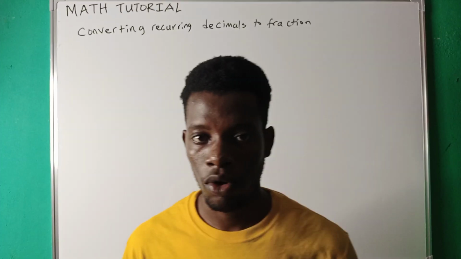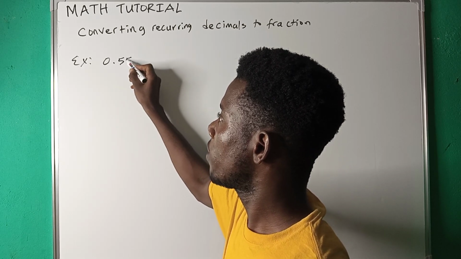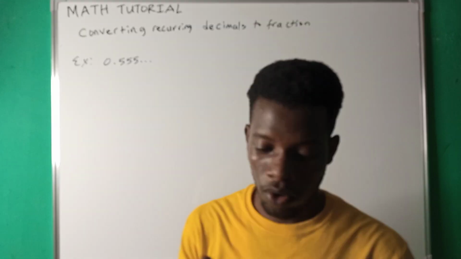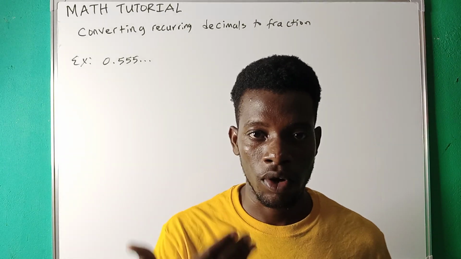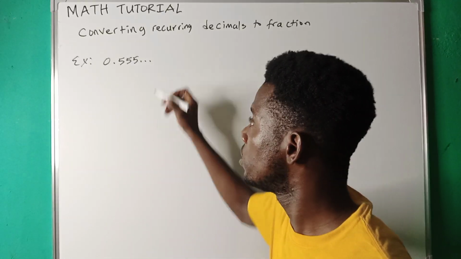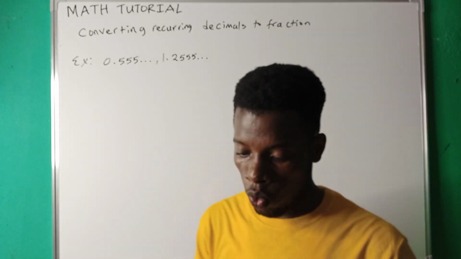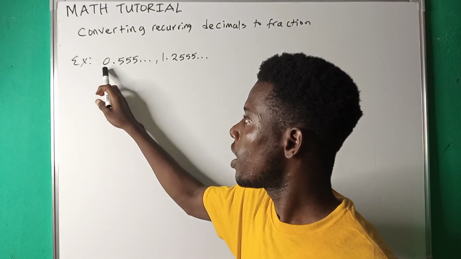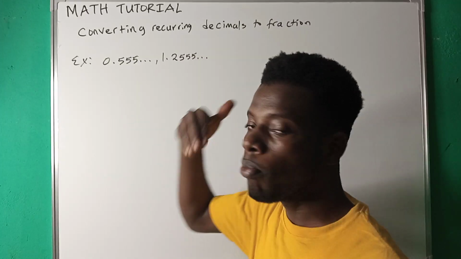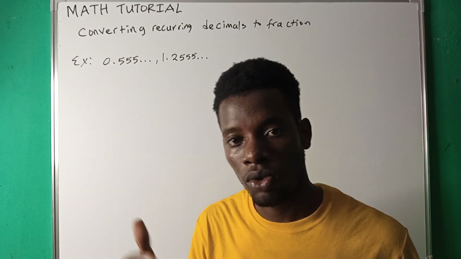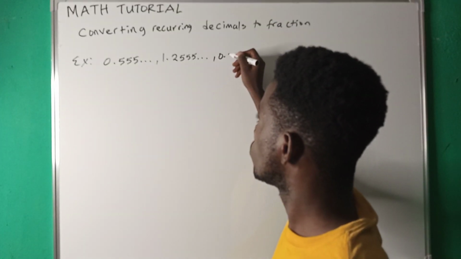So let's give you an example of a recurring decimal. For example, 0.555... is a recurring decimal, and this dot dot dot means it continues forever, or it recurs. Another example could be 1.2555... So what you observe is that for the first one, after the 0 you have the 5 repeating, and then for this one you have 1.2, the 2 is not repeating, and then after the 2 you have the 5 repeating. So how do we convert decimals like these to fractions?